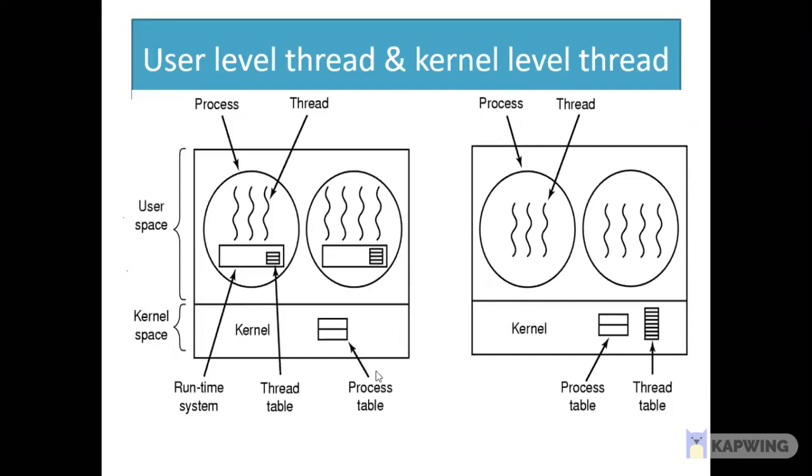Process table. While in the kernel level thread, you can see the difference. Here is your thread table. Threads are in user space, but where is your thread table? In kernel space. While in the user level, the table is in your user space. In the kernel level thread, the thread table is in kernel space. So user level threads are in user space, and the kernel level threads table is in kernel space.